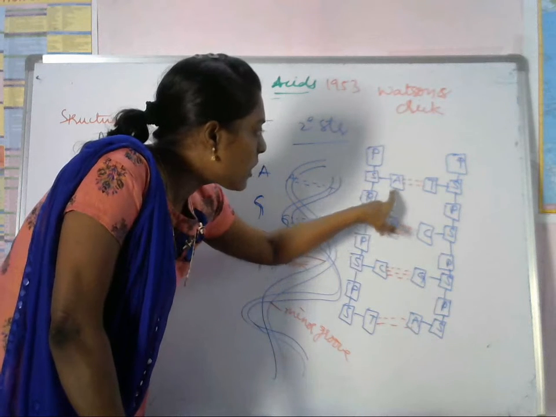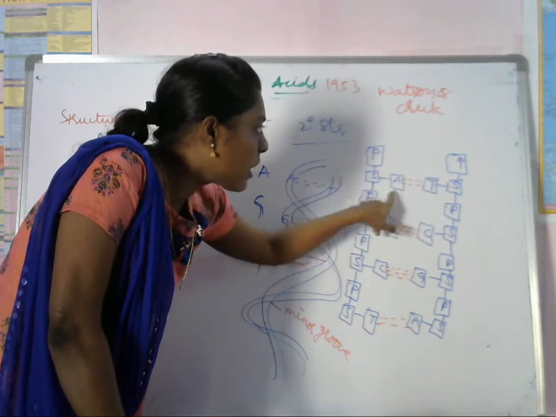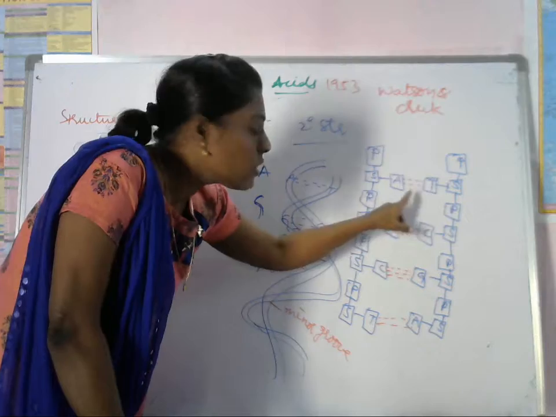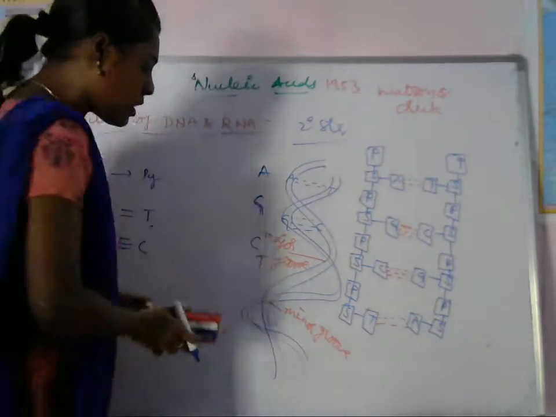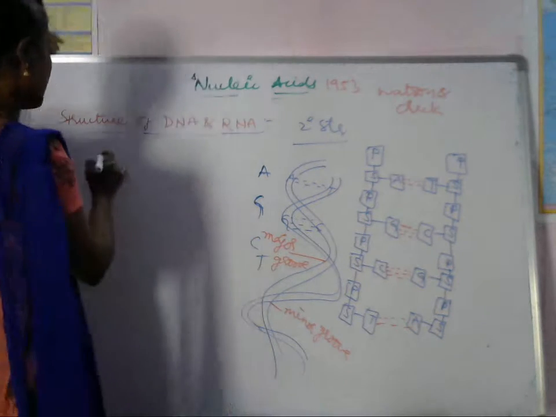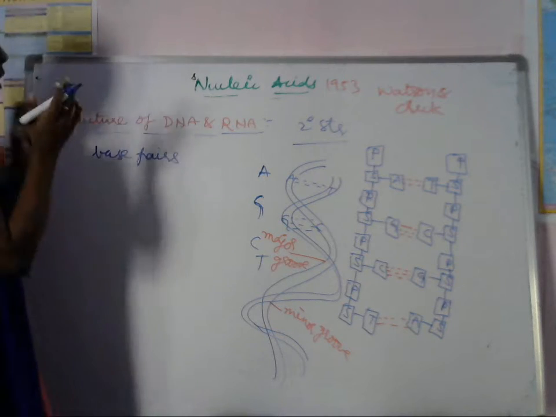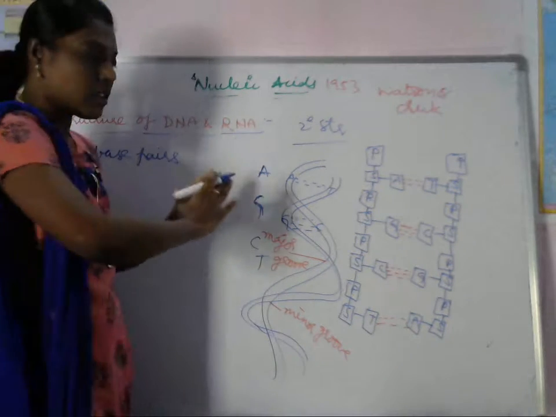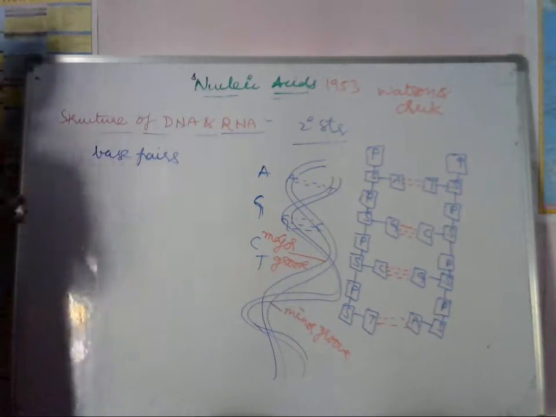If you take adenine and thymine, how many bonds are there between A and T? There are double bonds. So these are called base pairs. One base is paired with another base.